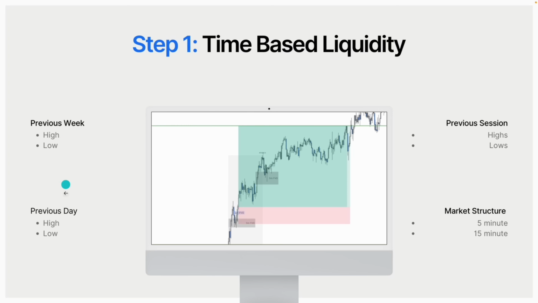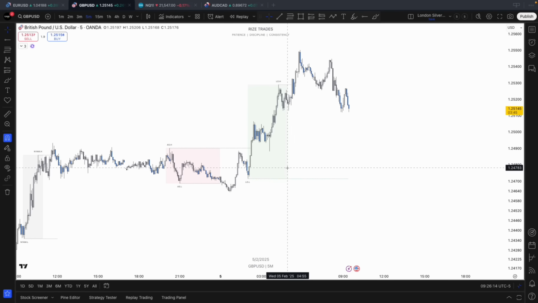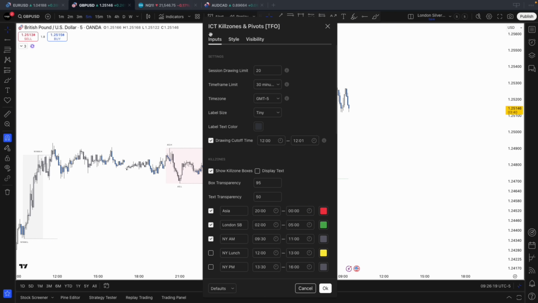So we have previous week and previous day high and low. We also have previous session high and lows. So let's get your chart set up. Firstly, you need ICT kill zones and pivots by trade for op. I'm currently creating a Rise Trades branded indicator, which is just going to have all of the things that we use available to members soon.